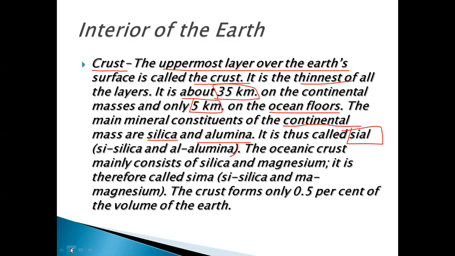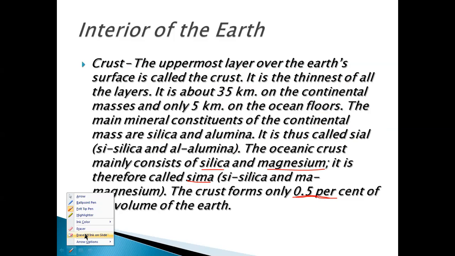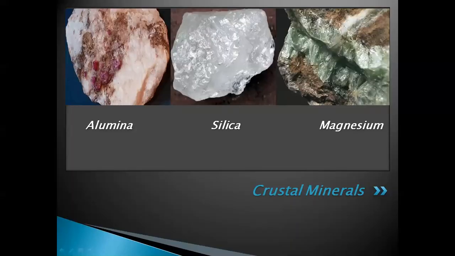The same question can come for oceanic crust also, which has silica and magnesium. Therefore it is called SIMA. So the crust forms only 0.5%. I'll show you a picture in which it is shown that it is the thinnest layer. So this is alumina, this is silica, and this is magnesium.